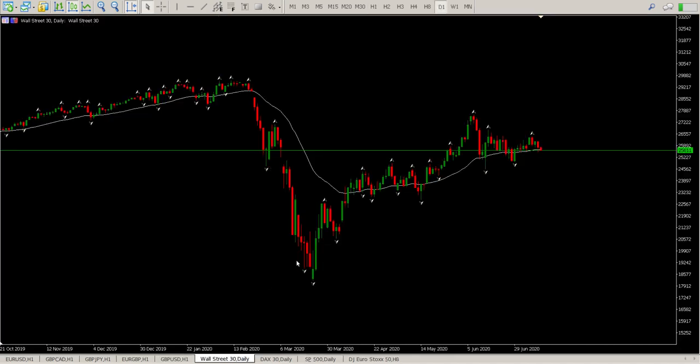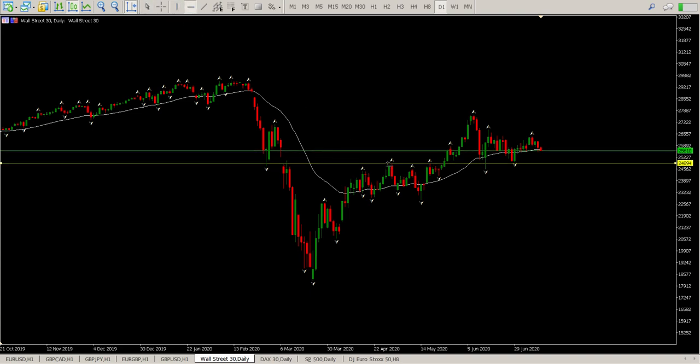Now for Wall Street, Dow Jones. There's nothing really going on here. We've had big up, big down, up, down yesterday, and we're busy moving to the downside again. The only place that I can find decent support on the daily is all the way down here, and that is at 24,894. So that is an area that I'd be looking at.